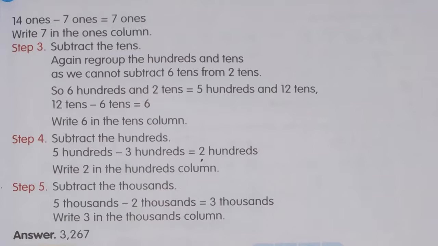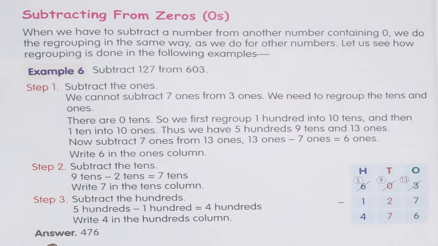Now step 4. Subtract the hundreds. 5 hundreds minus 3 hundreds equal to 2 hundreds. Write 2 in the hundreds column. Now step 5. Subtract the thousands. 5000 minus 2 thousands equal to 3 thousands. Write 3 in the thousands column. So answer is 3267.